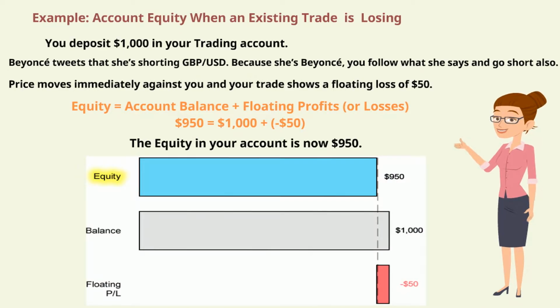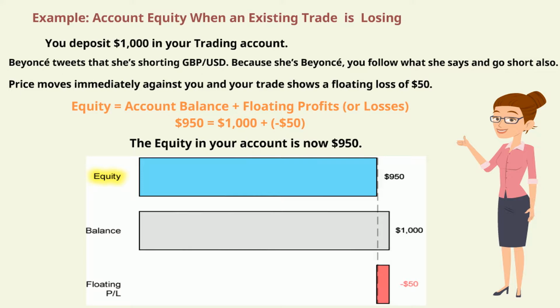For example, account equity when an existing trade is losing. You deposit $1,000 in your trading account. Beyoncé tweets that she's shorting pound sterling to US dollar. Because she's Beyoncé, you follow what she says and go short also. Price moves immediately against you and your trade shows a floating loss of $50. Equity equals account balance plus floating profits or losses. The equity in your account is now $950.